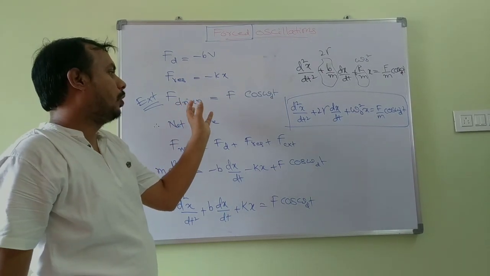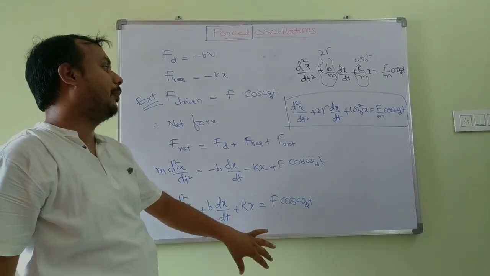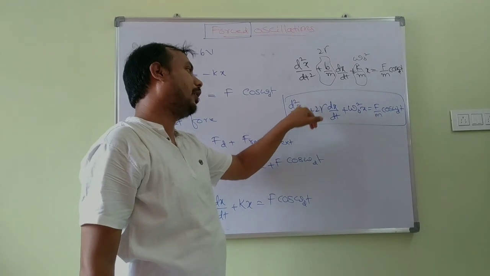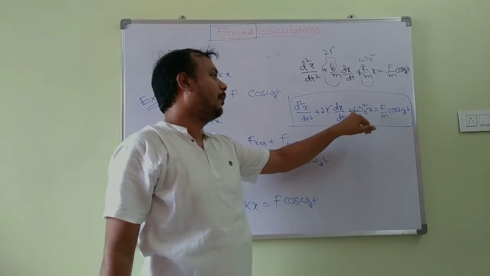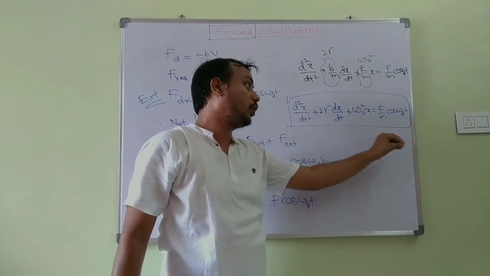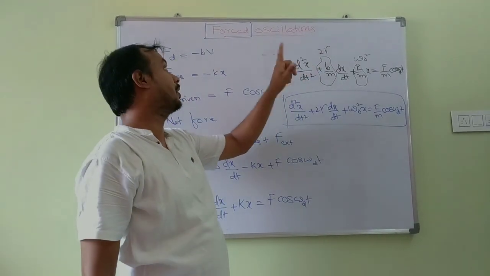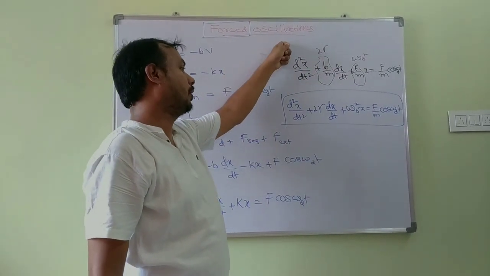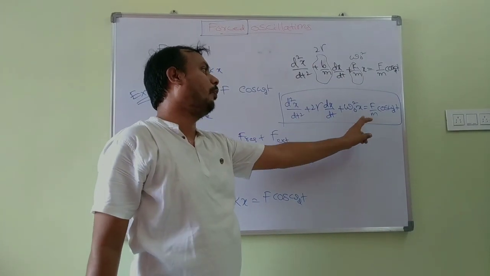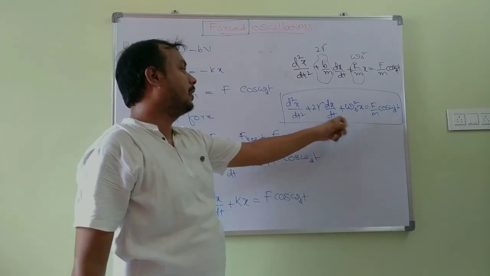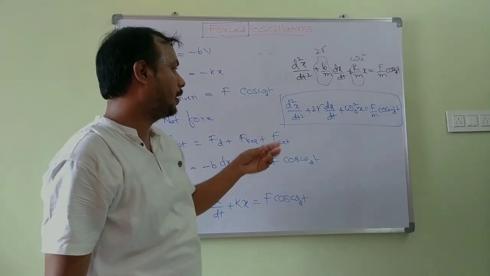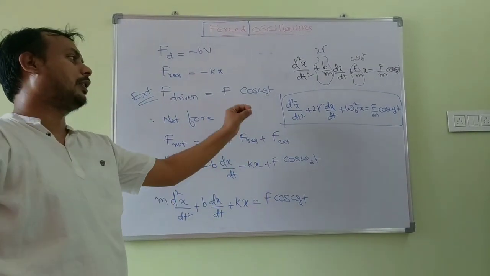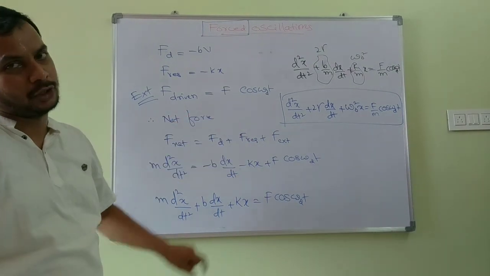Before, we studied damped oscillations. In damped oscillations we got only d square x by dt square plus 2 gamma dx by dt plus omega naught square x equal to 0. But in the case of forced oscillations, it is not equal to 0, but equal to the external force. This is the differential equation for forced oscillations, and next we will discuss the solution of this differential equation.